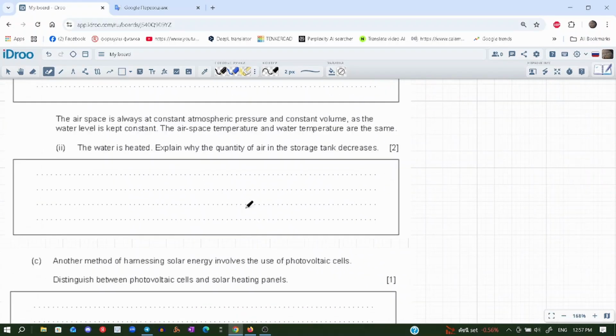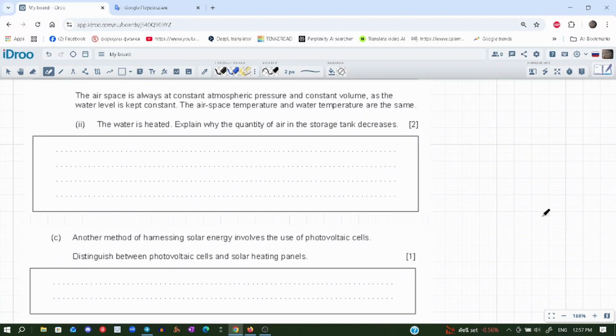The airspace is always at constant atmospheric pressure and constant volume as the water level is kept constant. The airspace temperature and water temperature are the same. The water is heated. Explain why the quantity of air in the storage tank decreases. PV equals nRT. P is constant in this case because it's open, right? So the pressure is atmospheric pressure. Also, the volume is constant as well.